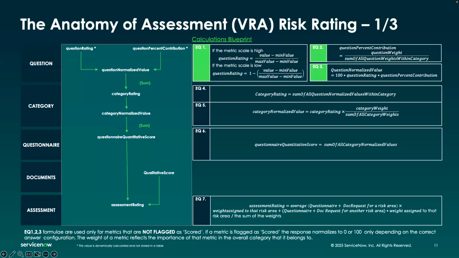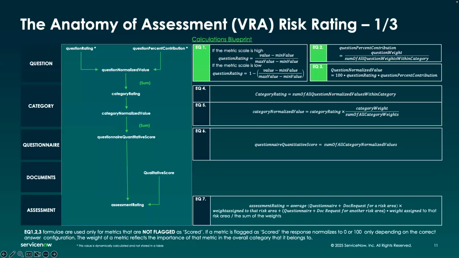Category rating. Now that we have handled the individual questions, we move up to the category level. The category rating is calculated by adding together all the normalized values of its questions. This numeric score is then translated into a qualitative risk rating, like low, medium, or high, using the associated risk rating scale.